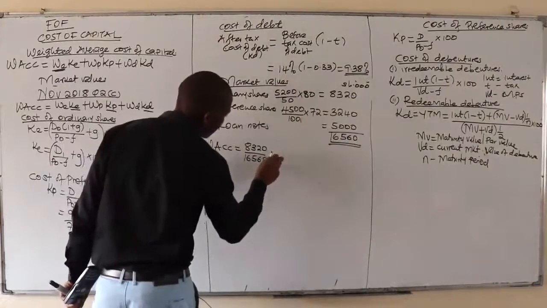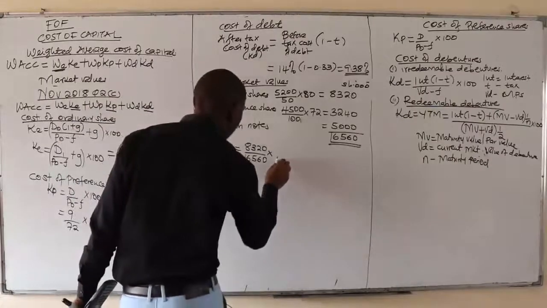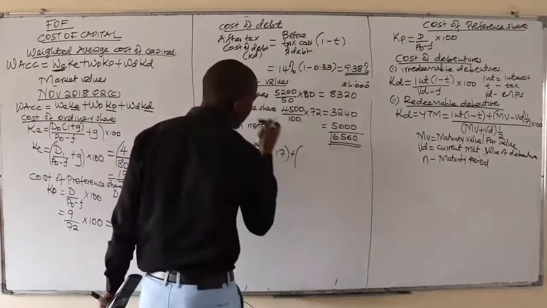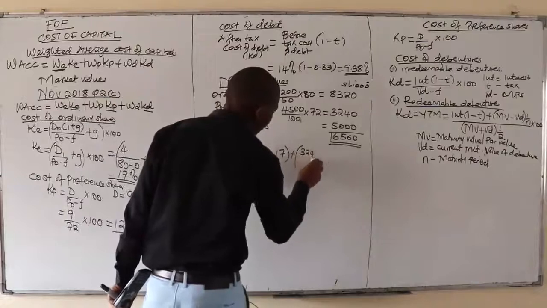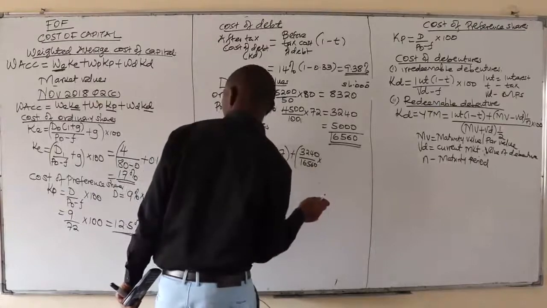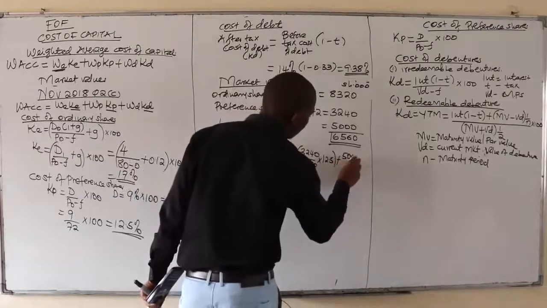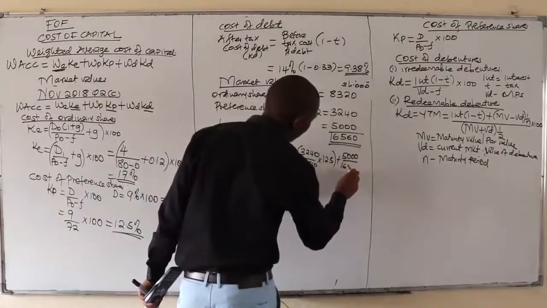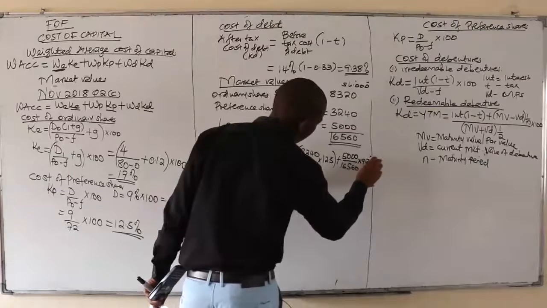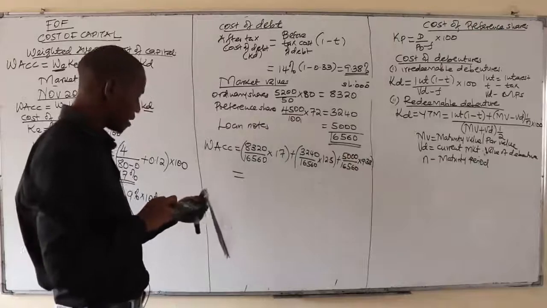16,560. Plus, you multiply by the cost of the ordinary shares, which we got how much? It was 17, plus the weight of the preference shares, which is 3,240. You divide by 16,560. You multiply by the cost of preference shares, which was 12.5. And the last one is 5,000. You divide by 16,560. Then you multiply by 9.38. In that case, now you get the WACC, which in that case is 8,320.